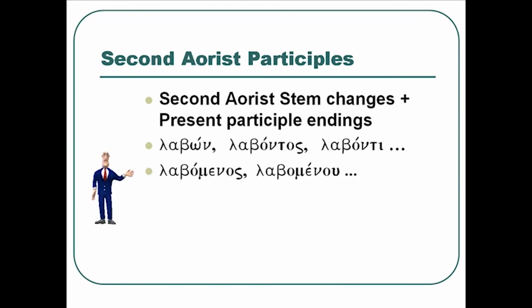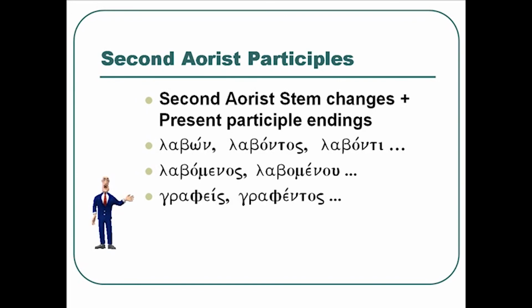Similarly, for the middle, labomenos, labomenu, are the regular endings that you would expect with the 2-1-2 pattern there with the menos. Graphes becomes graphentos. So graphes is the second aorist form. You add the sigma ending and then graphentos, the third declension endings on down. For the aorist passive, where the phi takes out the theta, as we've seen before.